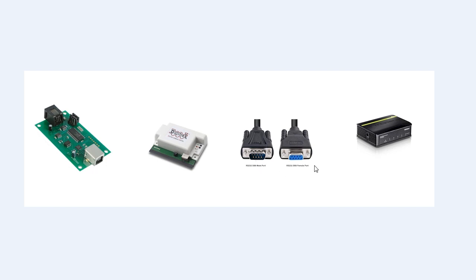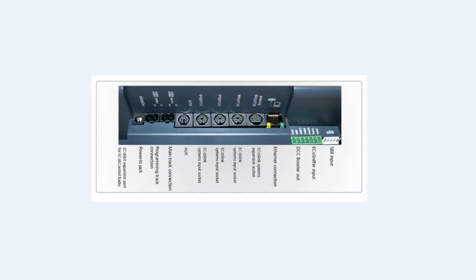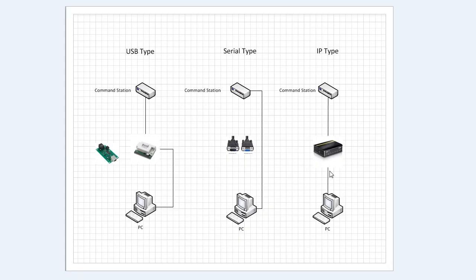Now, here you've got a serial interface, and this is a DB9 cable. This also is a means for the computer to talk to the command station. And there are certain command stations that support the DB9 connection. And then finally you have the IP interface. So with these three types, depending on your type of command station, you'll be making the connection to the PC, and that's how the software interacts or connects.